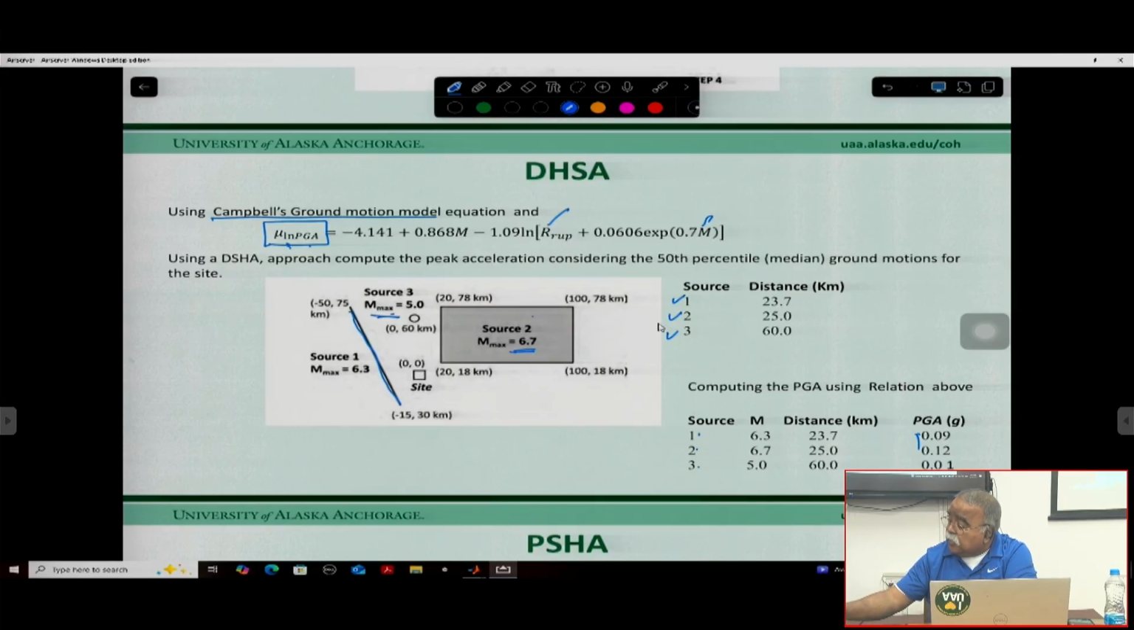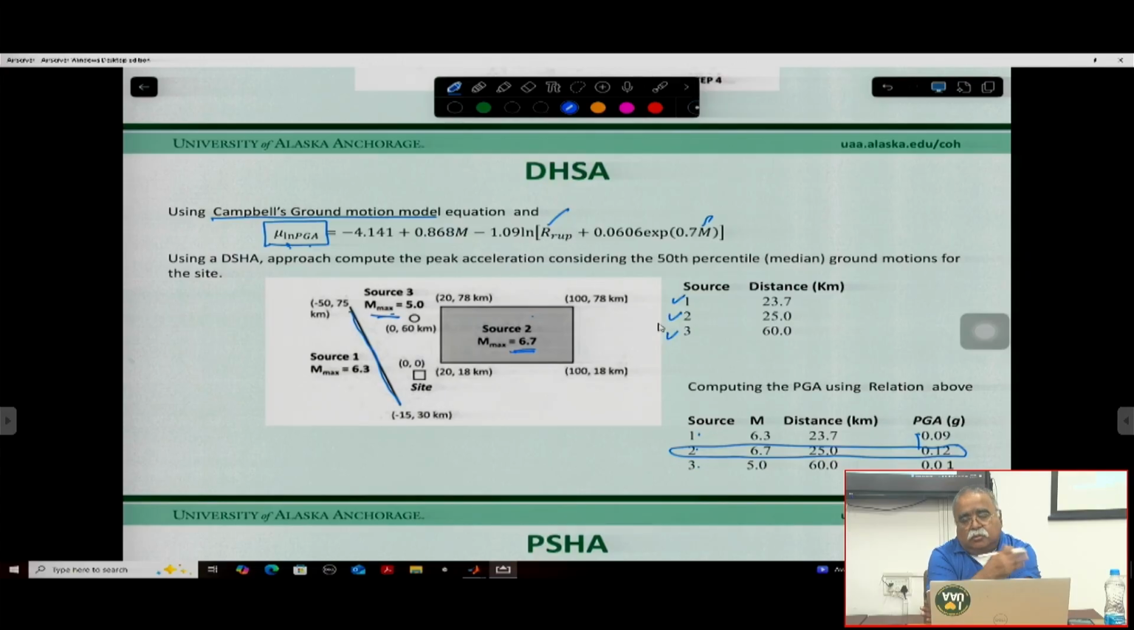After you calculate that relation, you can find that this one, number 2, is the highest, right? So that number is the highest number. If that number is the highest, that will be the controlling earthquake, and we will be using that number to provide you the DSHA of that particular place.